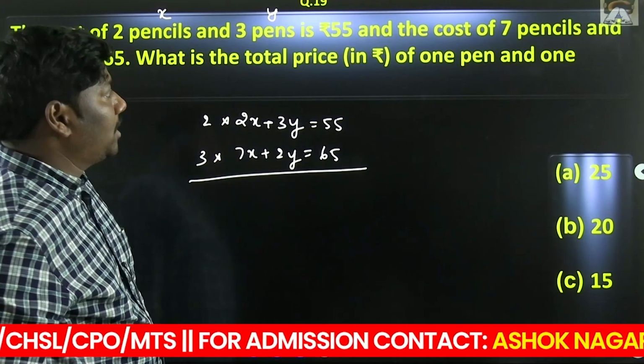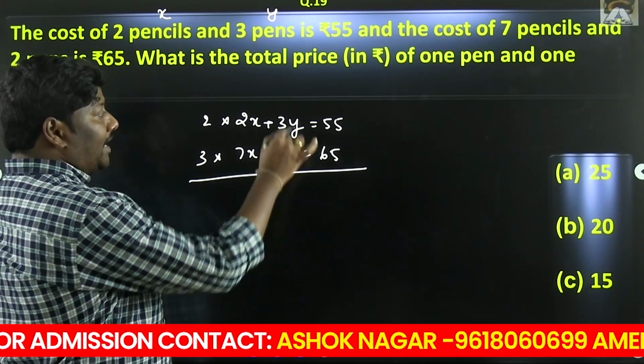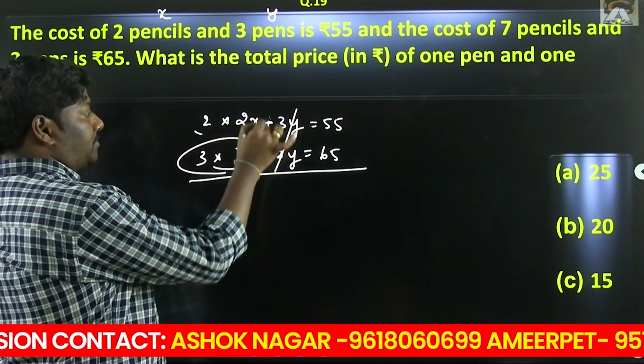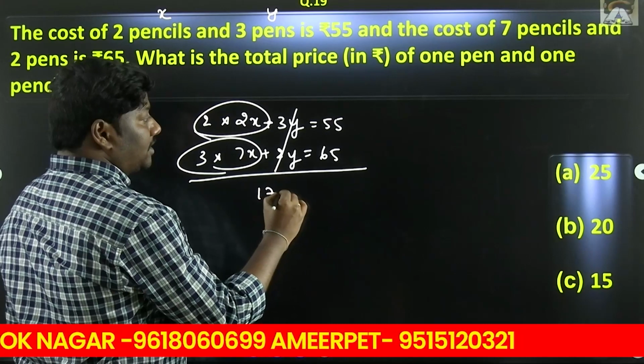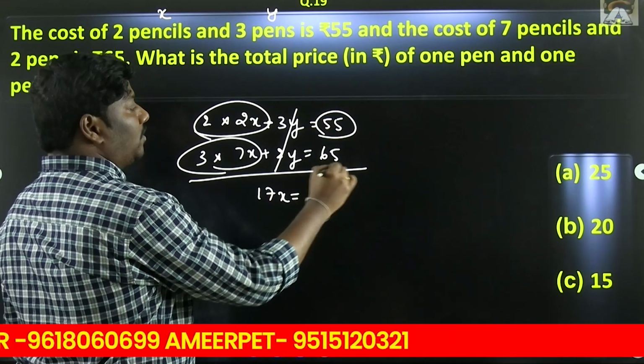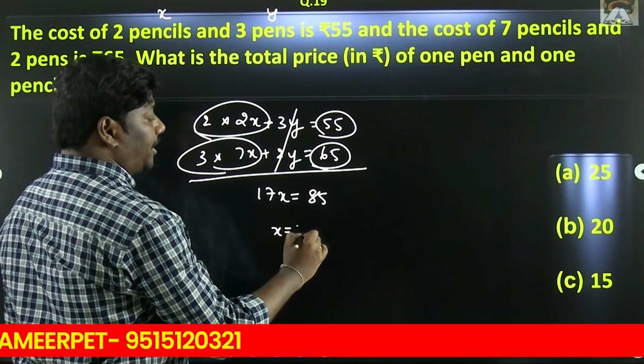So what is he asking? 1 pen and 1 pencil, x plus y he is asking you. Cancel this, 21, 4, you will get 17. 17x equals 110, 195. So you are getting 85. Therefore x equals 5.